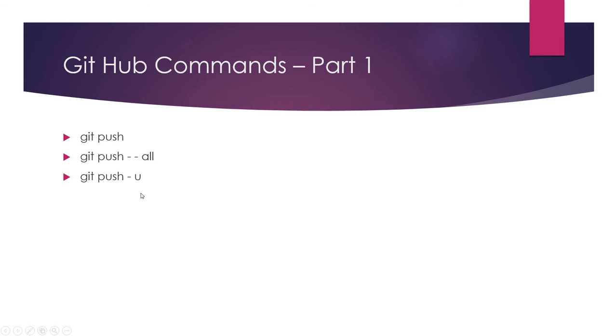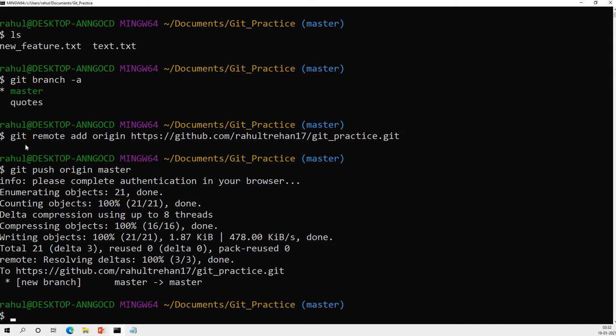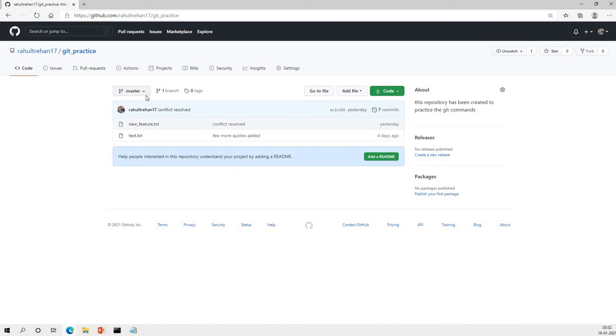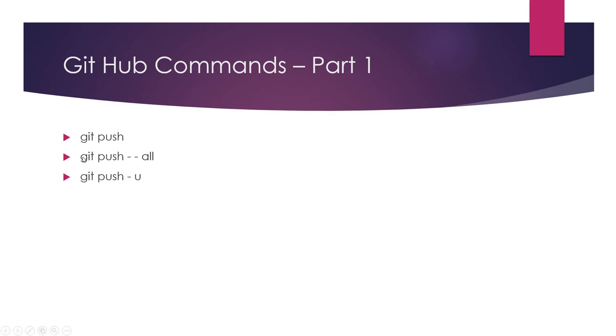Now there are three types of push which I want to cover. The first git push was the basic push which we have just done, wherein we mentioned git push followed by origin and master, stating that we want to push the master branch into the origin repository. If you go back to your GitHub profile, you would see there's just the master branch currently visible on your GitHub account.